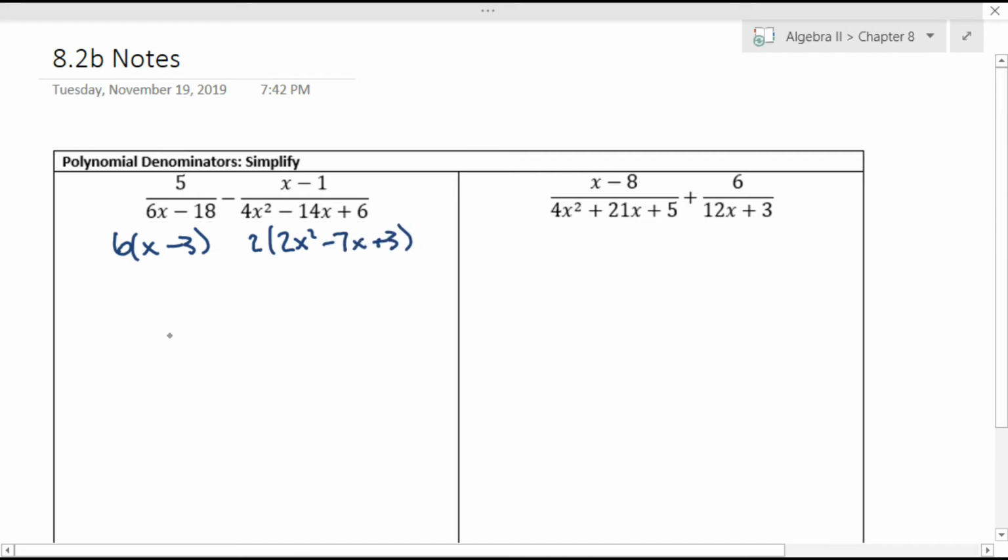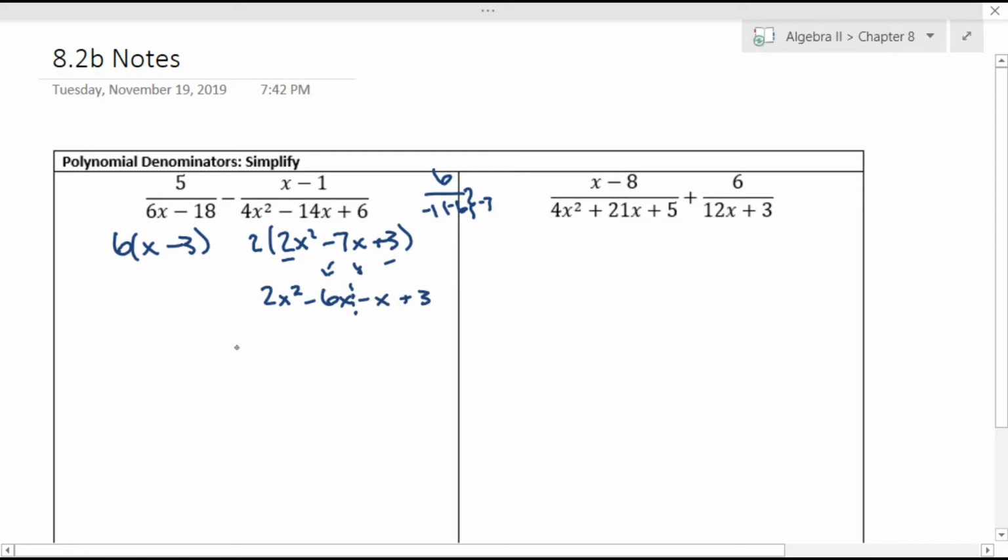And now I'm going to do the AC method. So 2 times 3 is 6. What are two numbers that multiply to 6 but add up to negative 7? That's negative 1 and negative 6. So I split that middle term up into those two terms. So I get 2x squared minus 6x minus x plus 3. And then I do grouping.